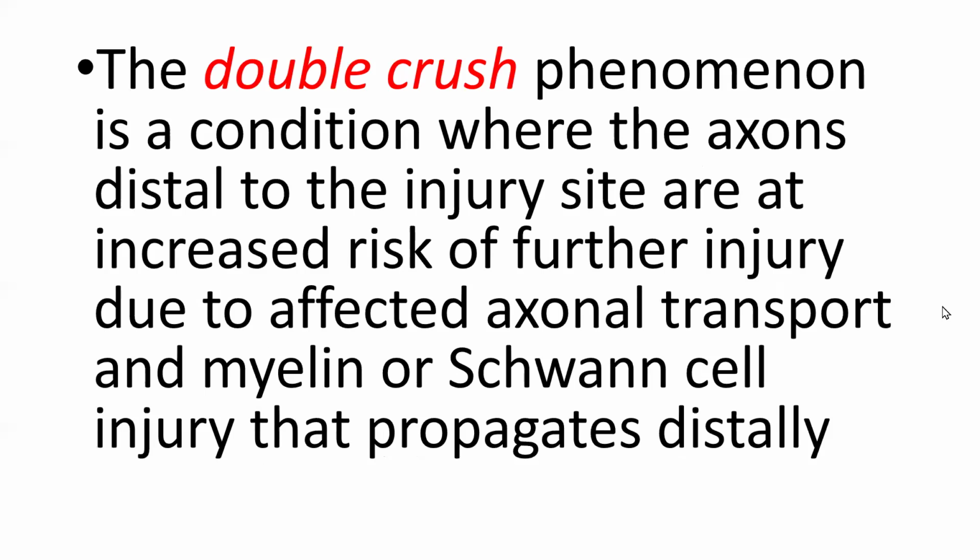What do we mean by a double crush phenomenon? It is a condition where the axons distal to the injury site are at increased risk of further injury due to affected axonal transport and myelin or Schwann cell injury that propagates distally. So in other words, it's more or less a further distal injury to the nerve, not only at the site you're suspecting. You should rule out other sites of injury. This is what we mean by double crush phenomenon.